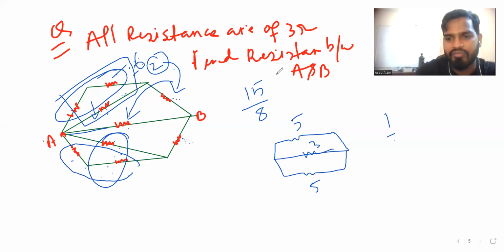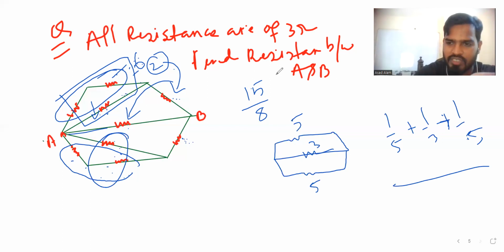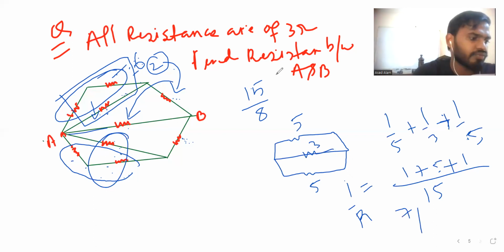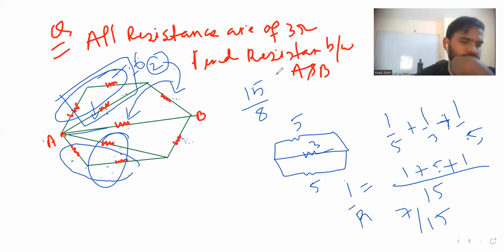And this is also 3. So 1 by 5 plus 1 by 3 plus 1 by 5. The LCM is going to be 15, so 3 plus 5 plus 3 gives 1 by R. So 7 by 15. Is it wrong? I was getting this, but the correct answer is something else.